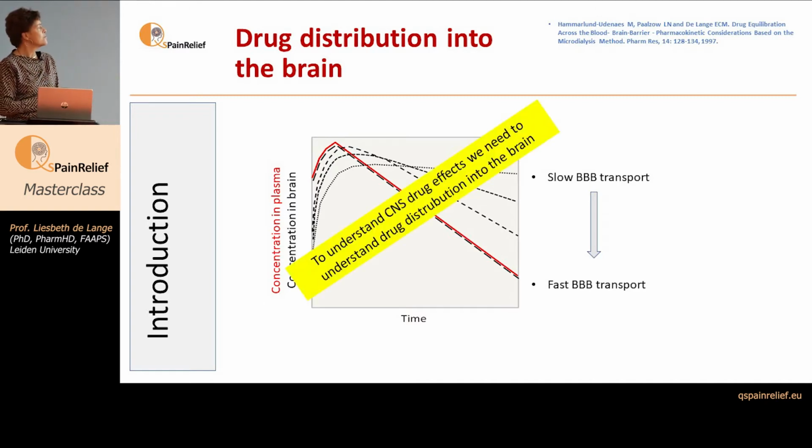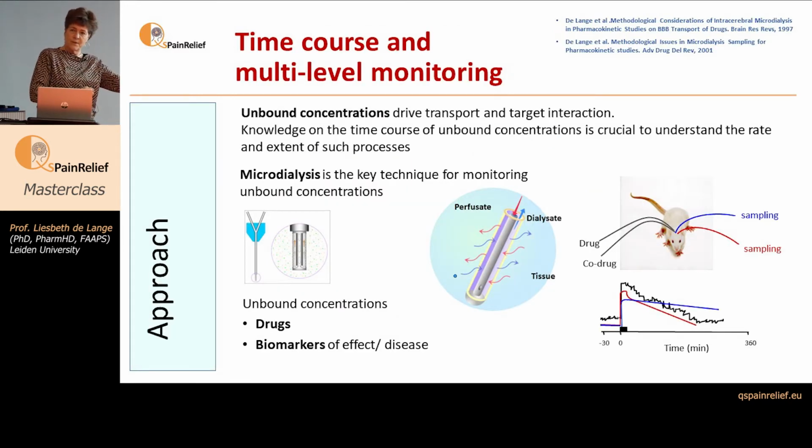Okay, so what is the conclusion? If we are to understand CNS drug effects, we really need to understand drug distribution into the brain, how these profiles look. So brain extracellular fluid concentrations, or even intracellular fluid concentrations, are very important. Also, the time course of drug concentrations is important, and especially knowing unbound concentrations, because it's the unbound concentration of a drug molecule that can be transported or can diffuse, and also it's the unbound concentration that can bind to targets, right? So that is the most informative part. That is actually crucial.